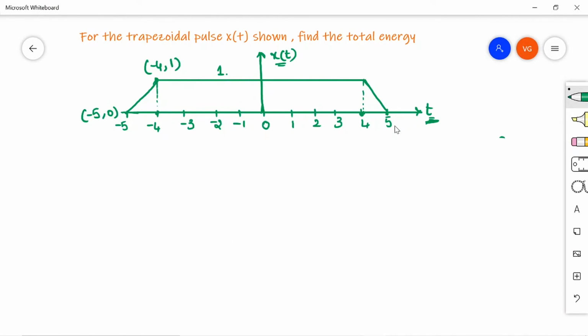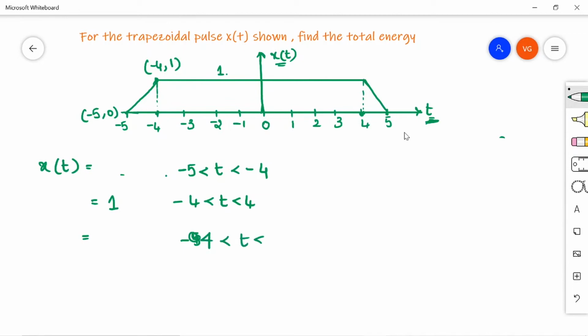Next question is, for the trapezoidal pulse x of t shown, find the total energy. So here is the signal that is extended from minus 5 to 5. From minus 5 to minus 4 you have a ramp, whereas from minus 4 to 4 the signal is of constant amplitude 1. From 4 to 5 again it is a ramp. So for the ramp signal, as we need to define the signal here, you have certain sort of signal for t from minus 5 to minus 4. Similarly, you have an amplitude of 1 from minus 4 to 4. And you have some other signal from 4 to 5.